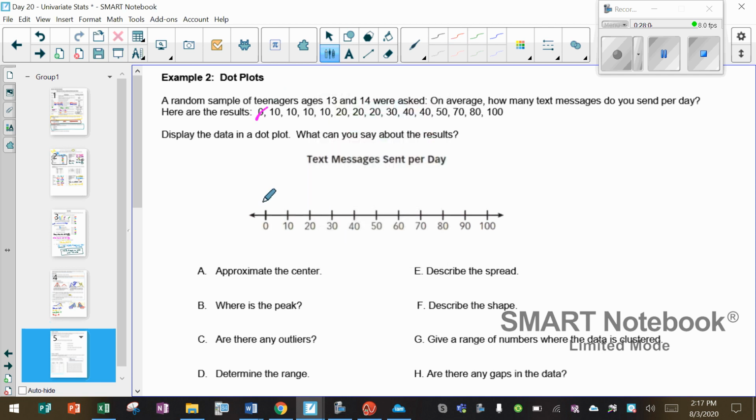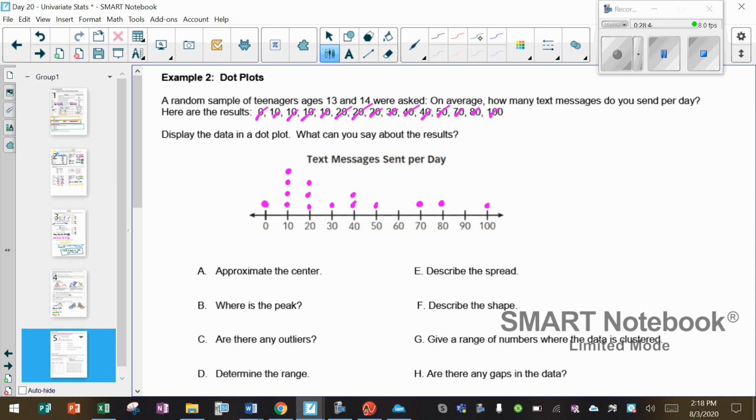There's a score of 0, so we put a dot at 0. 1, 2, 3, 4 tens. So we're trying to put these evenly spaced, and one dot on the graph for every time that number showed up. 20, 20, 20. 3 twenties. 1 thirty. 2 forties. 1 fifty. 1 seventy. 1 eighty. 1 hundred.